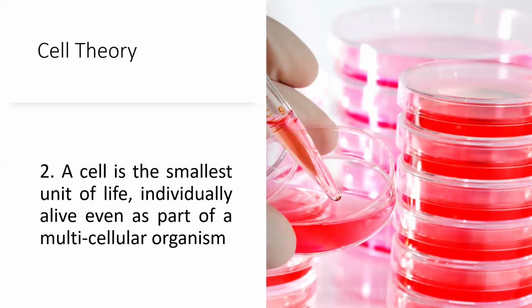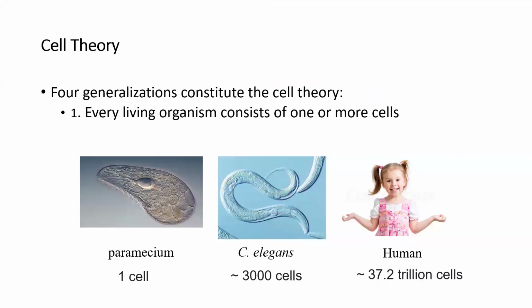Part 2 of the cell theory states that a cell is the smallest unit of life. And we said that already. It retains all the properties of life. But more importantly, they are individually alive, even though they are part of a multicellular organism. Let me just go back here for a second. If something only has 1 cell, then we actually call it unicellular. If it has more than 1 cell, then we say multicellular.